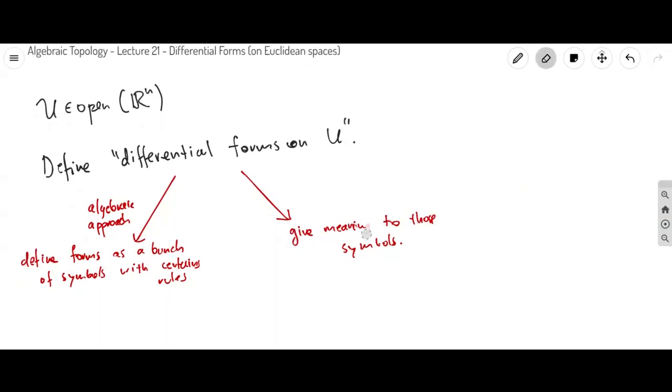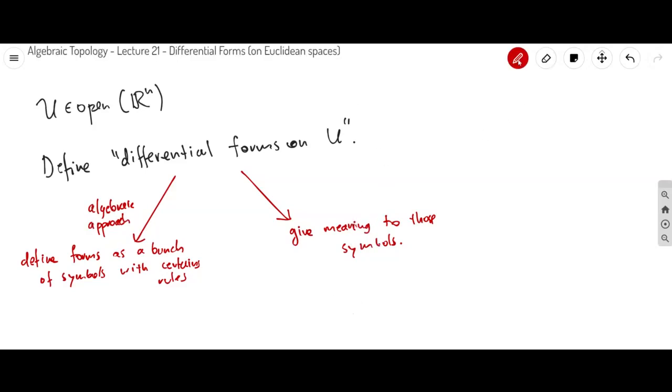The other approach is that the symbols we're going to be using can be interpreted. But then the price to pay is you have to introduce even more math to interpret what those symbols mean. And in the end, it's not worth it.